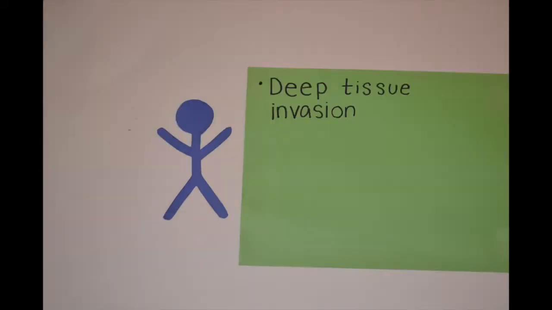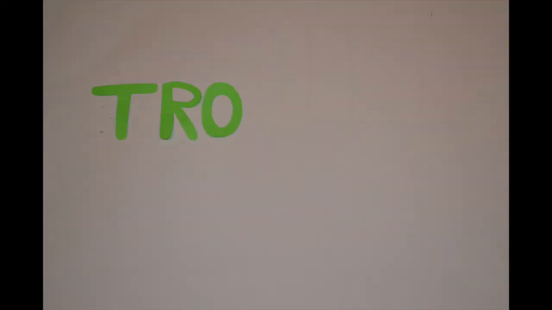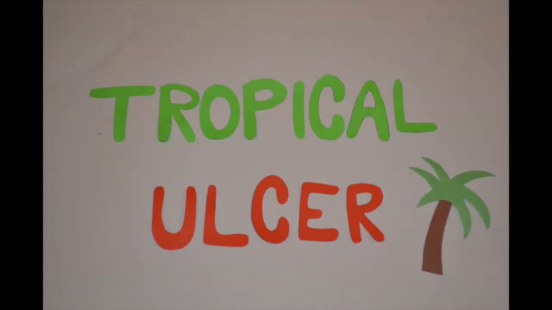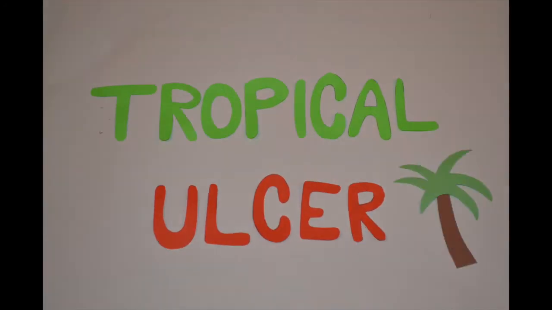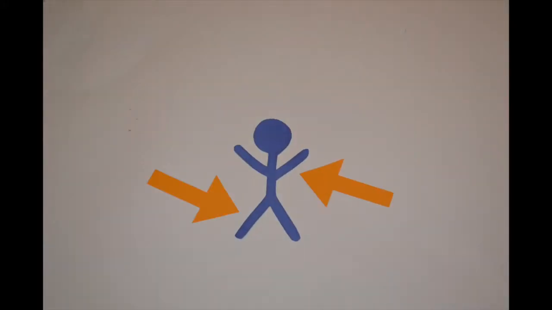Tropical ulcers affect several parts of the skin. It can cause deep tissue invasion, squamous cell carcinoma, and squamous epithelioma. Tropical ulcers form when a small skin wound comes in contact with organisms which are thought to release toxins that lead to the decomposing of the skin. This condition is common in tropical climates. Jungle rot is commonly seen on lower legs and occasionally on thighs and arms.